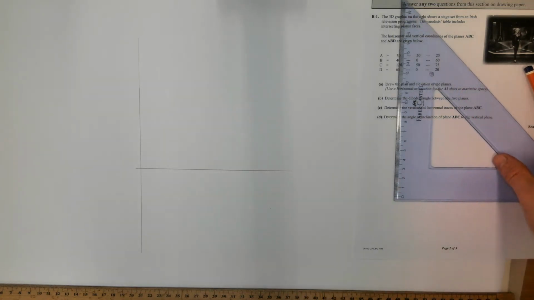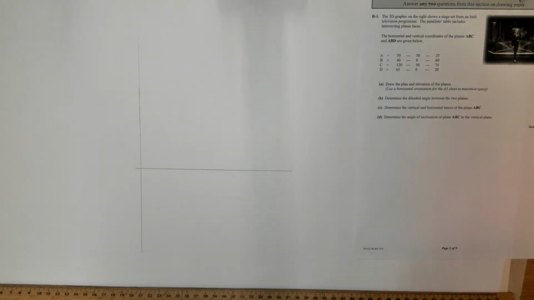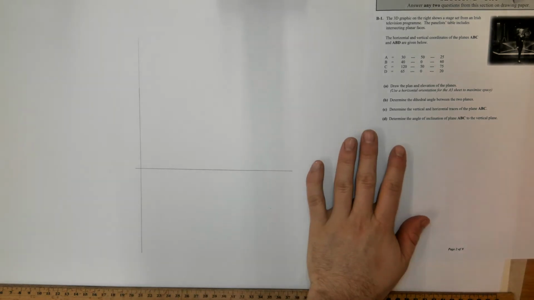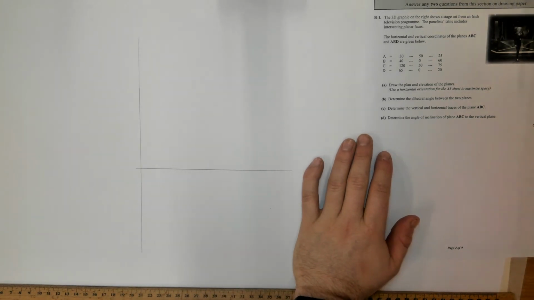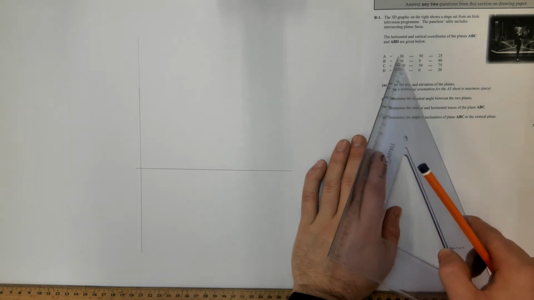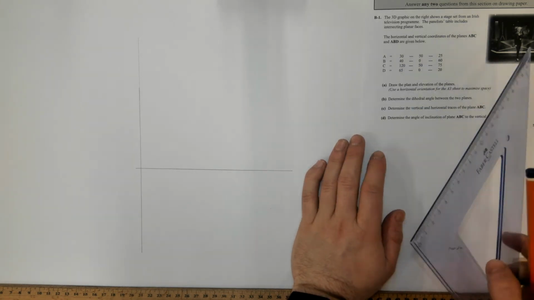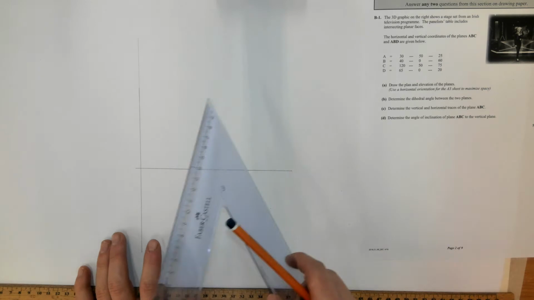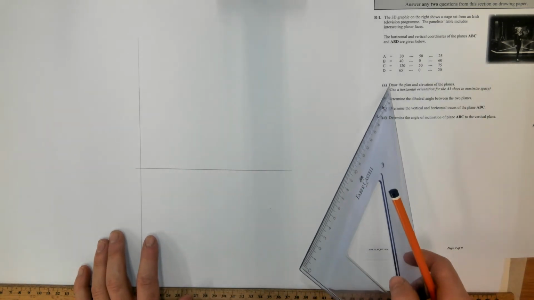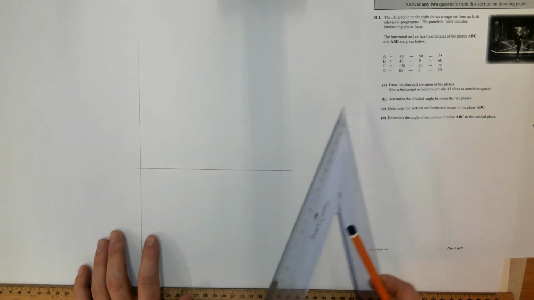Okay, so this is the 2015 DEB mock exam question B1. The horizontal and vertical coordinates for planes ABC and ABD are given. Draw the plan and elevation of the planes.